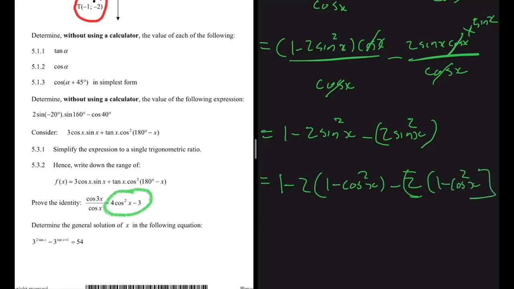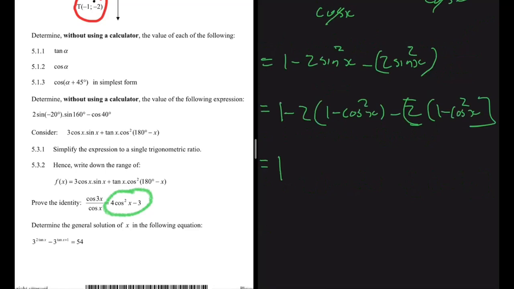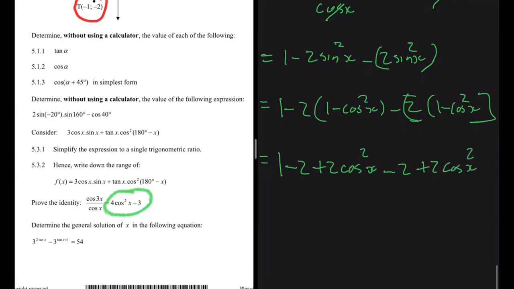And then if we simplify this, we should get what we are required to prove. So we're going to have 1, and then we have minus 2 multiplied by 1, so that will be minus 2. Then minus 2 multiplied by cos of x squared, that will be plus 2 cos of x squared. And then the other bracket, we're going to get minus 2 multiplied by 1, that will be minus 2. Then minus 2 multiplied by cos of x squared, that will be plus 2 cos of x squared.